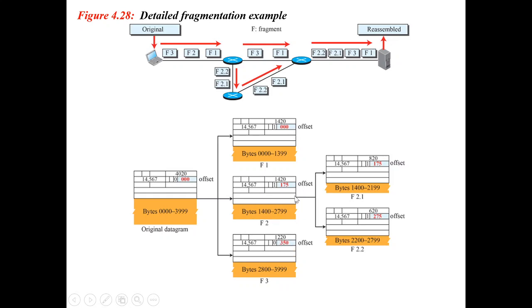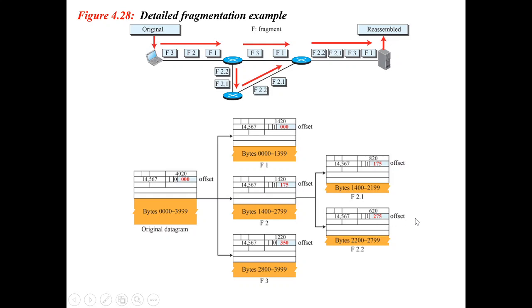Now the second fragment is further fragmented into two fragments. The first fragment indicates M equal to 1, that is, this is not the only fragment, and the offset value is 1400 divided by 8, that is 175. So this 175 and this 175 are the same because the starting byte is the same, 1400. The next fragment starts from 2200 to 2799, so the offset value is calculated as 275.